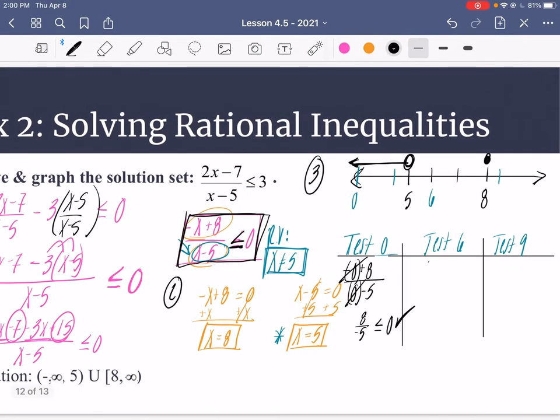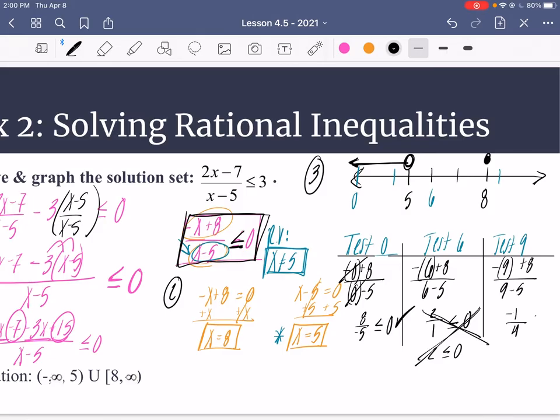Okay, test 6. So negative 6 plus 8 over 6 minus 5. So this gives me 2 over 1. Is this less than or equal to 0? No. 2 is greater than 0. Okay, and then 9. So negative 9 plus 8 all over 9 minus 5. So this gives me negative 1 over 4. That's a negative, so it's less than or equal to 0. And that means that the rest of our solution is going to point this direction.